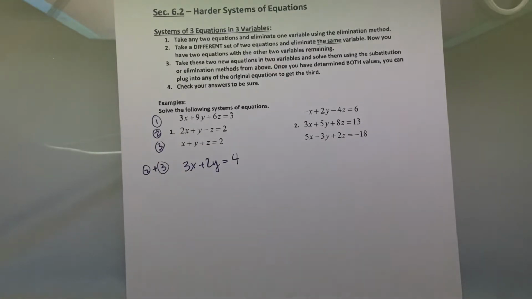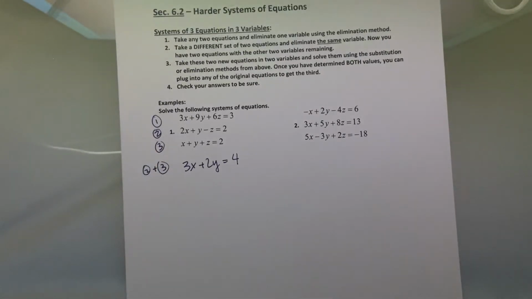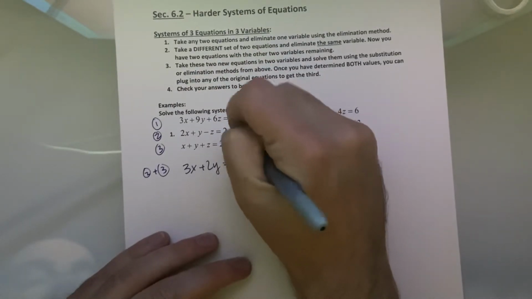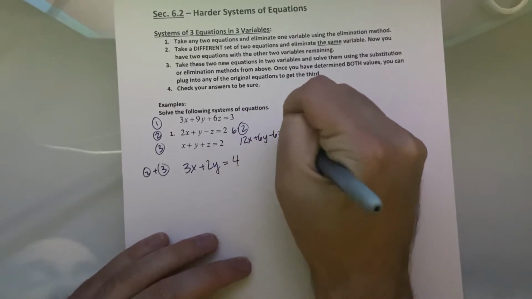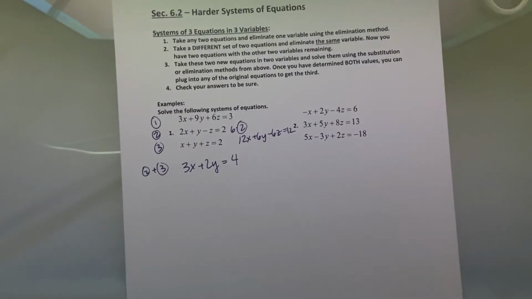Now I need to use a different combination. I've already used 2 and 3, so I'm either going to have to use 1 and 3 or 1 and 2. Now if I take 6 times equation 2, I have 12x plus 6y minus 6z equals 12, and that will allow me to combine it with equation 1 to get rid of z. The important part is that you get rid of the same variable every time. It could be z, it could be x, it could be y. As long as you choose one and go with it, that's fine. Sometimes some will be easier than others, so usually you can make a good pick.